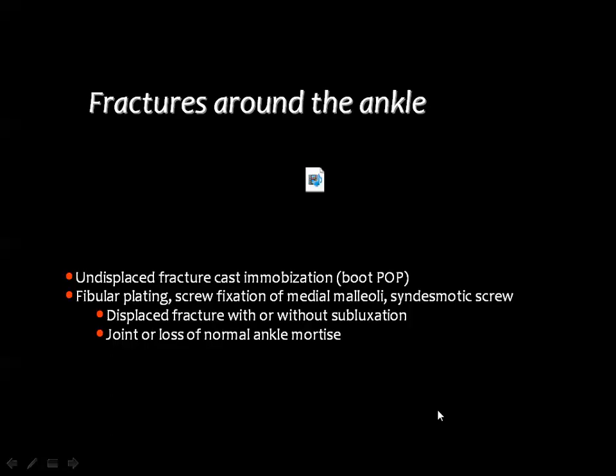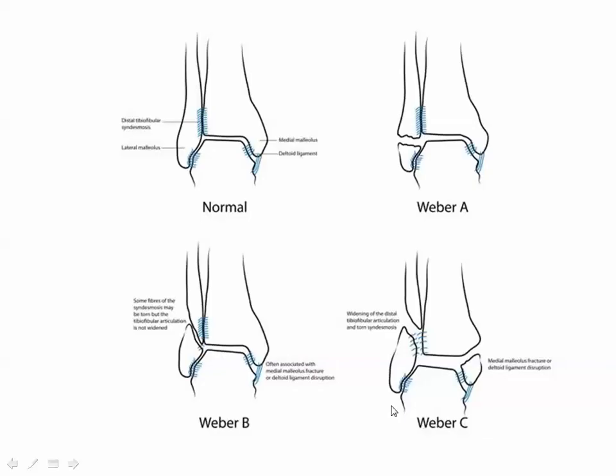Then we proceed to the fractures around the ankle joint, and these fractures are usually classified according to the Weber classification, which stated that the fractures are three types: Weber A, B, and C, and the site of the fracture in the fibula determines the type of the fracture.